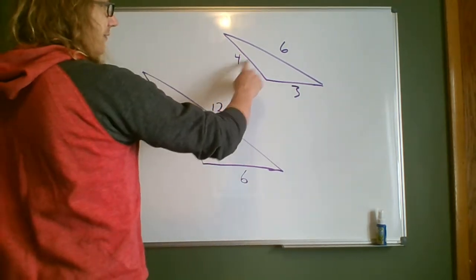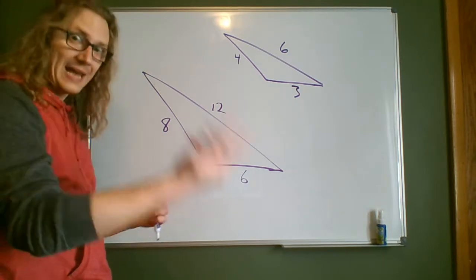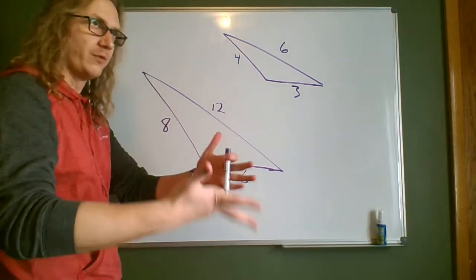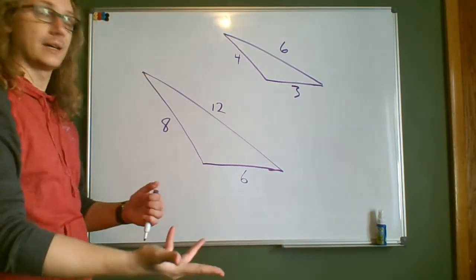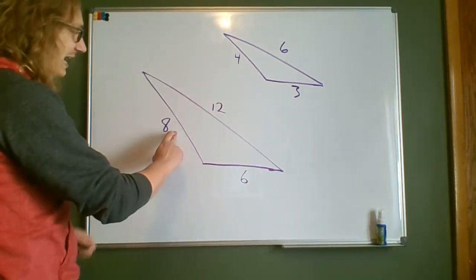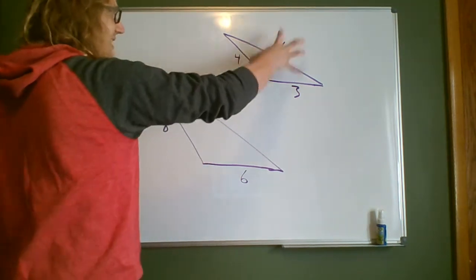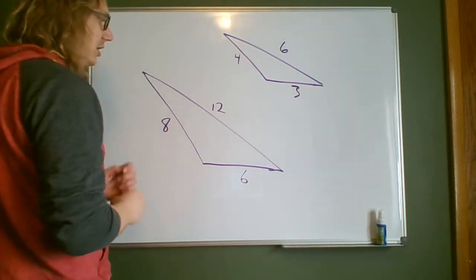Over here, to go from 4 to 6, I multiply by 1 1/2. Half of 4 is 2. 1 1/2 of 4 is 1 of 4 and half of it. So 6. So 1 1/2 of 4 is 6. 1 1/2 of 8 is 12. So the ratios inside of the triangles are the same.